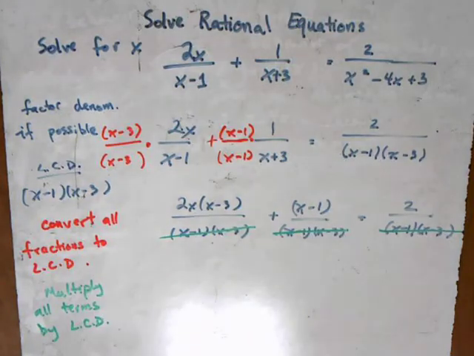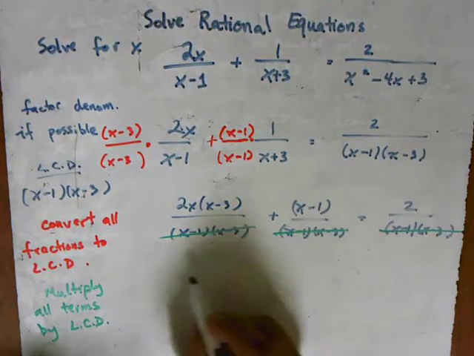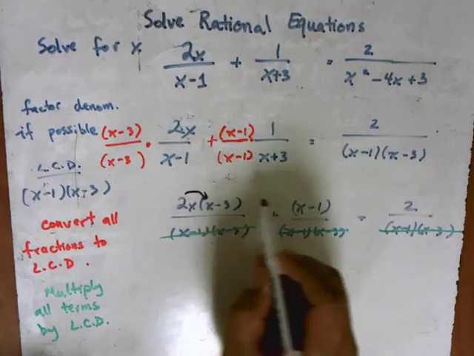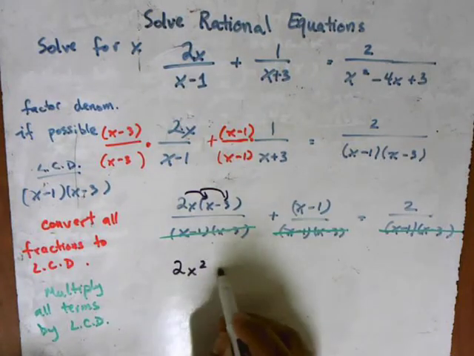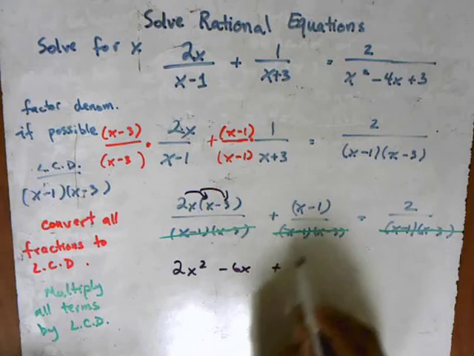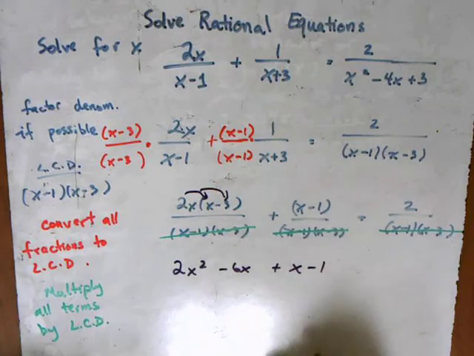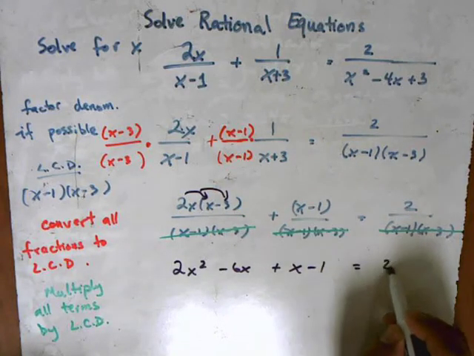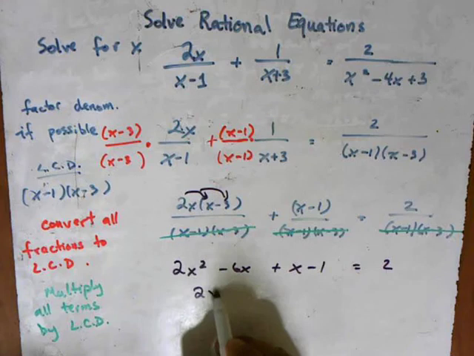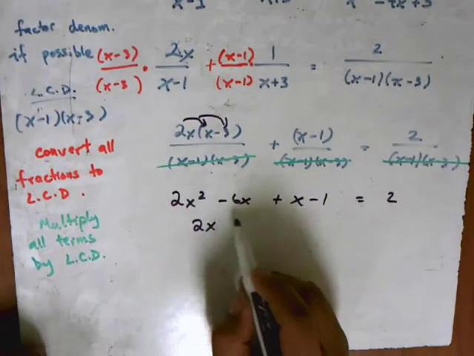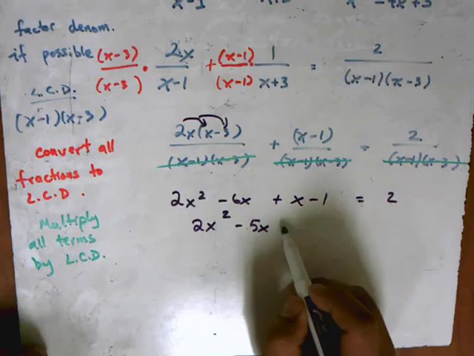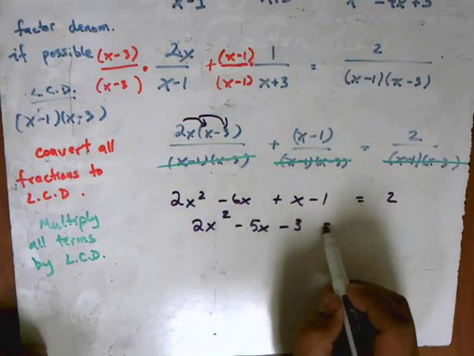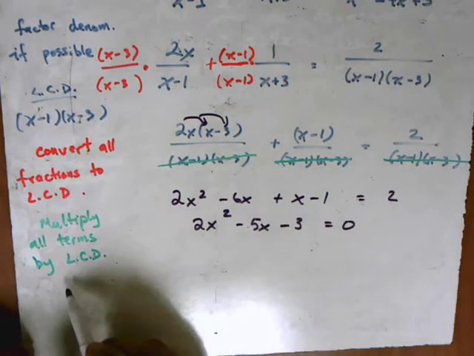And now what you see in what's remaining here, I'm going to distribute this just to save myself some space. I get 2x squared minus 6x plus x minus 1 equals 2. To clean this up, combine some of the like terms. I have 2x squared minus 5x. Subtract 2 from both sides, get negative 3. And I can factor this.